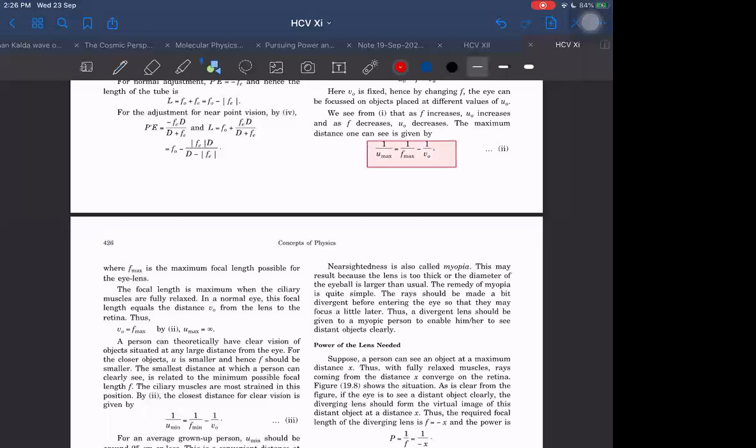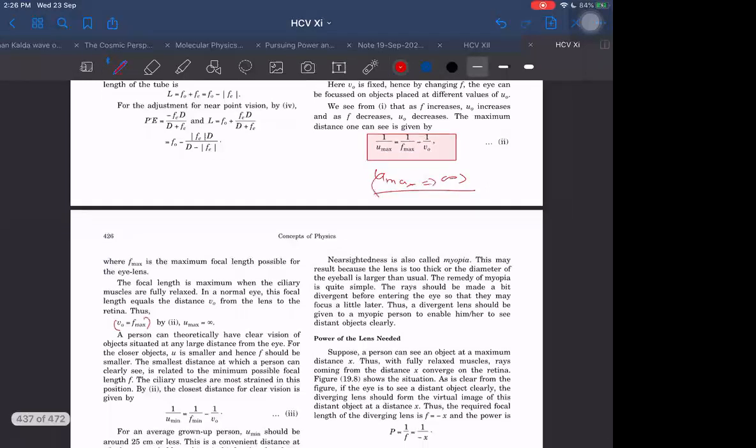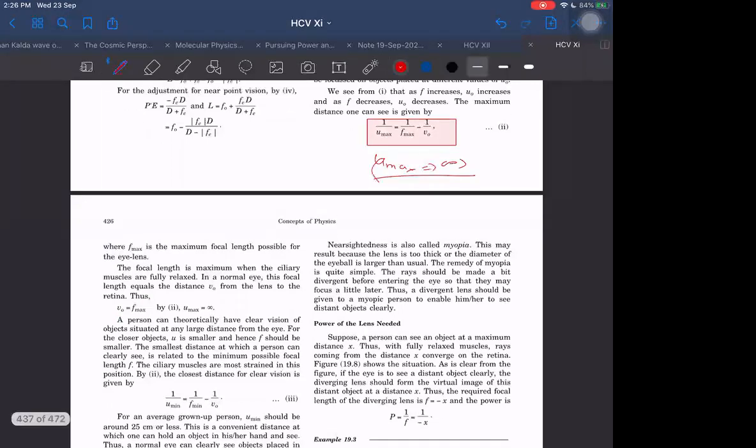Normally, if we have a proper eyesight, then U max should be infinity, because we should be able to see up to infinity also. Then 1 by F max should be equal to 1 by V naught. So if we have a proper eye, then V naught should be equal to F max. And V naught is fixed. V naught is the distance from our lens to the retina. That is fixed. So that much will be the focal length, if we want our eye to be a proper eye.